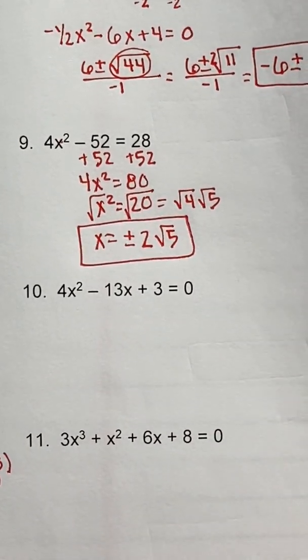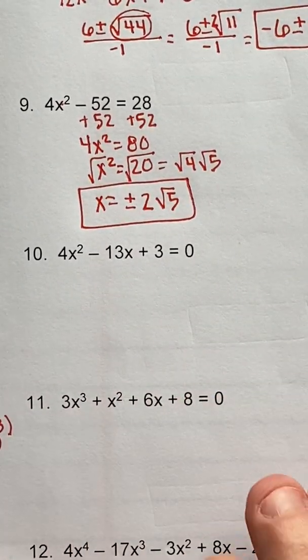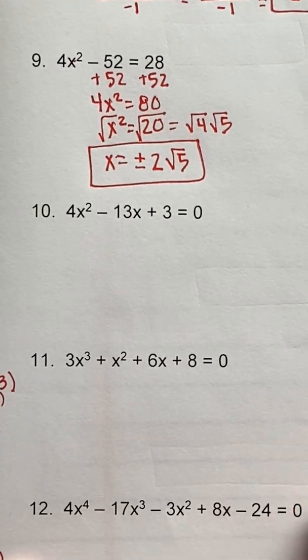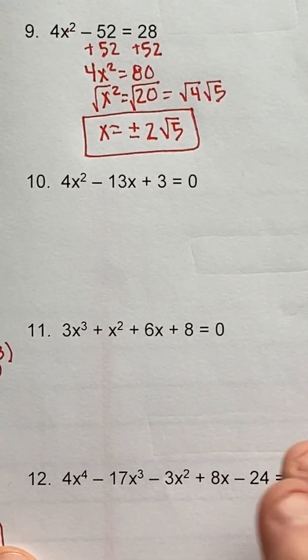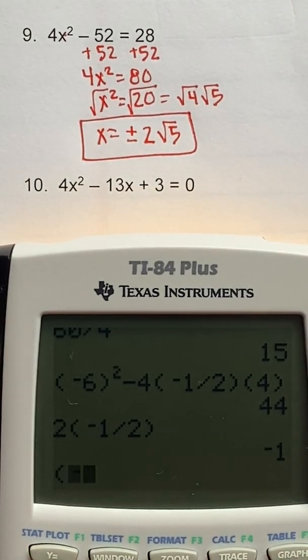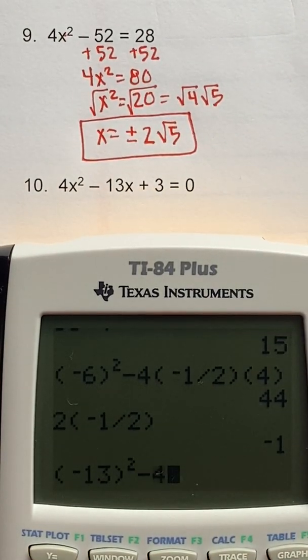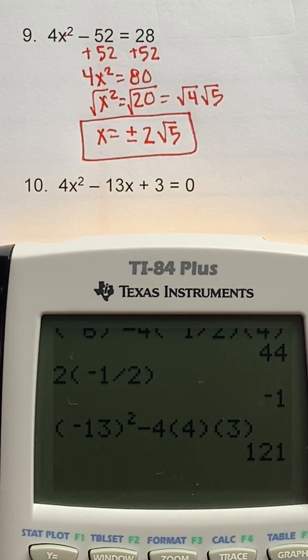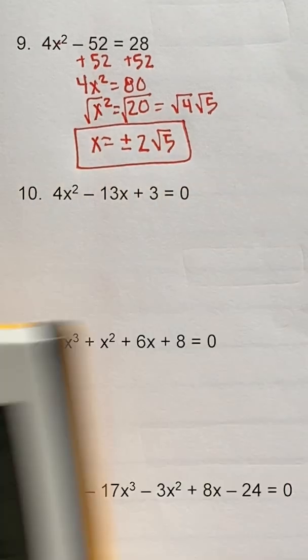Going to number 10. Number 10, I've got 3 terms. So I've either got factoring or the quadratic formula to solve number 10. It's already set equal to 0, so I can take this problem and check the discriminant: negative 13 squared minus 4 times 4 times 3. And that gives me out 121. Now, 121 happens to be a perfect square, which means I can factor this or use the quadratic formula. I'll go quadratic formula first, and then I'll take it into factoring.